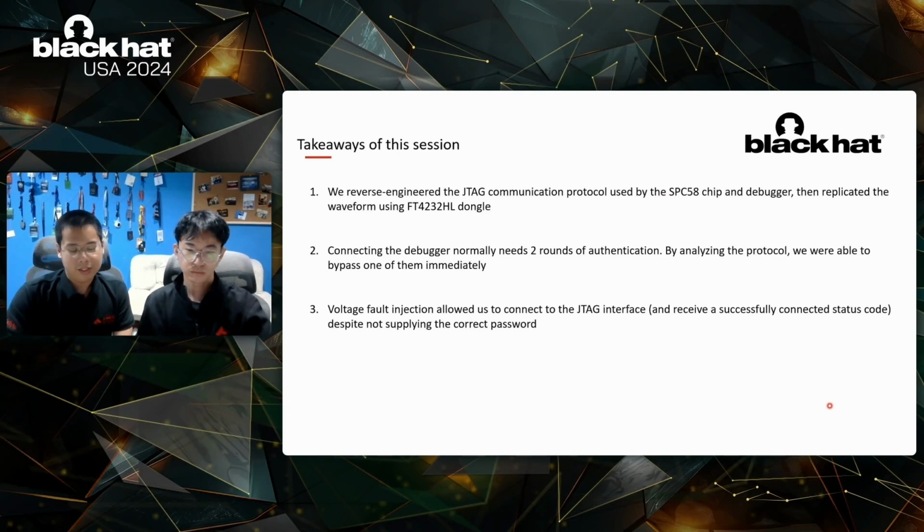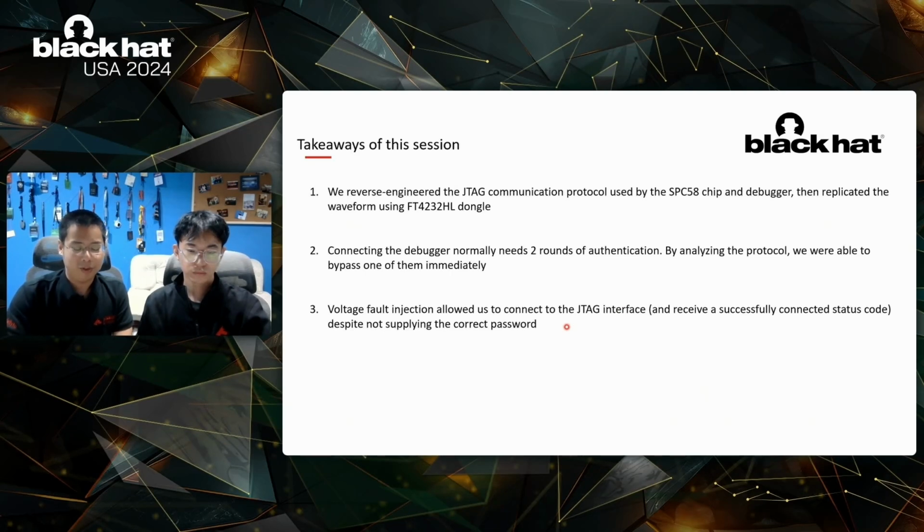So the takeaways of this session would be, first, we reverse engineered the JTAG communication protocol used by the SPC58 Automotive MCU and its debugger. Then we replicated the waveform using an FT4232HL dongle. When we connect the debugger normally, it does 2 rounds of authentication. By analyzing the protocol, we were able to bypass one of them immediately.